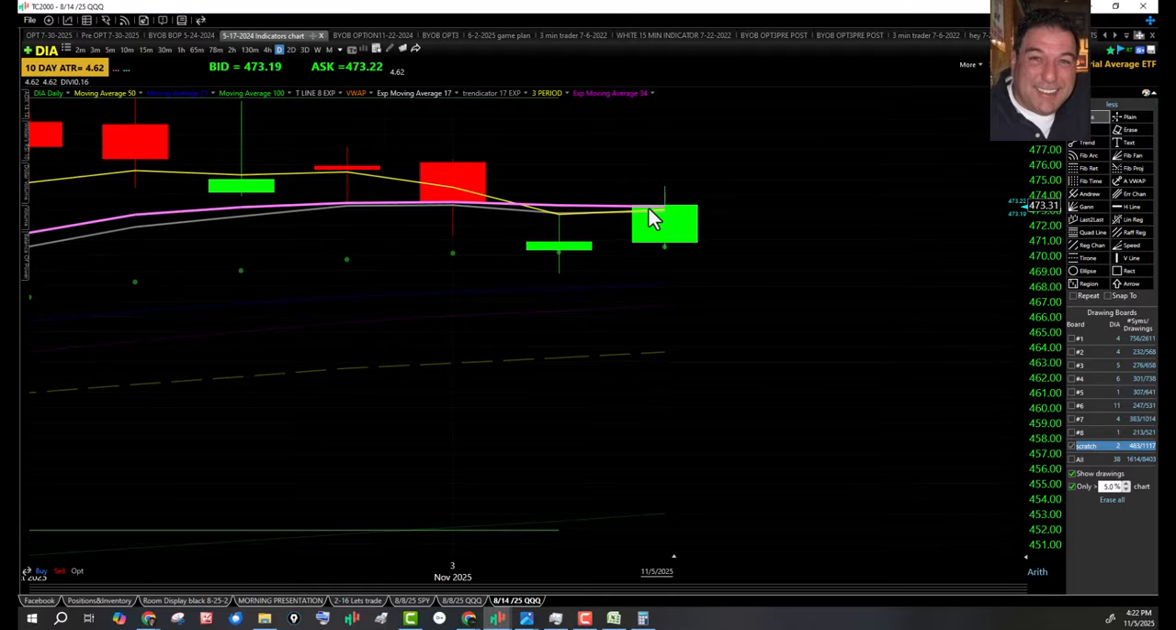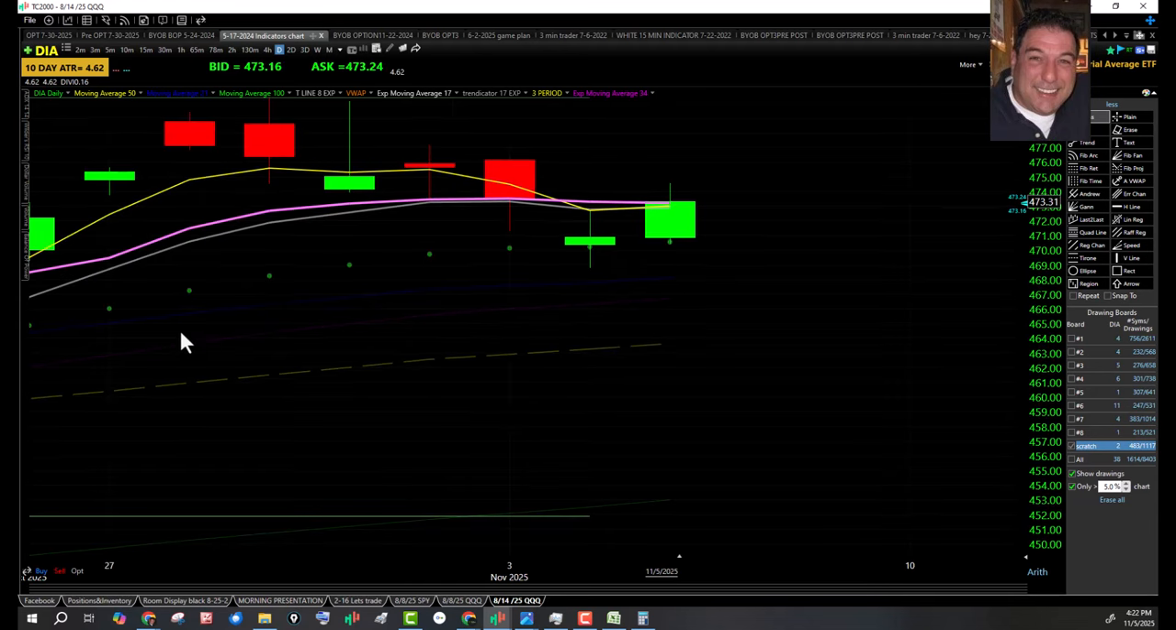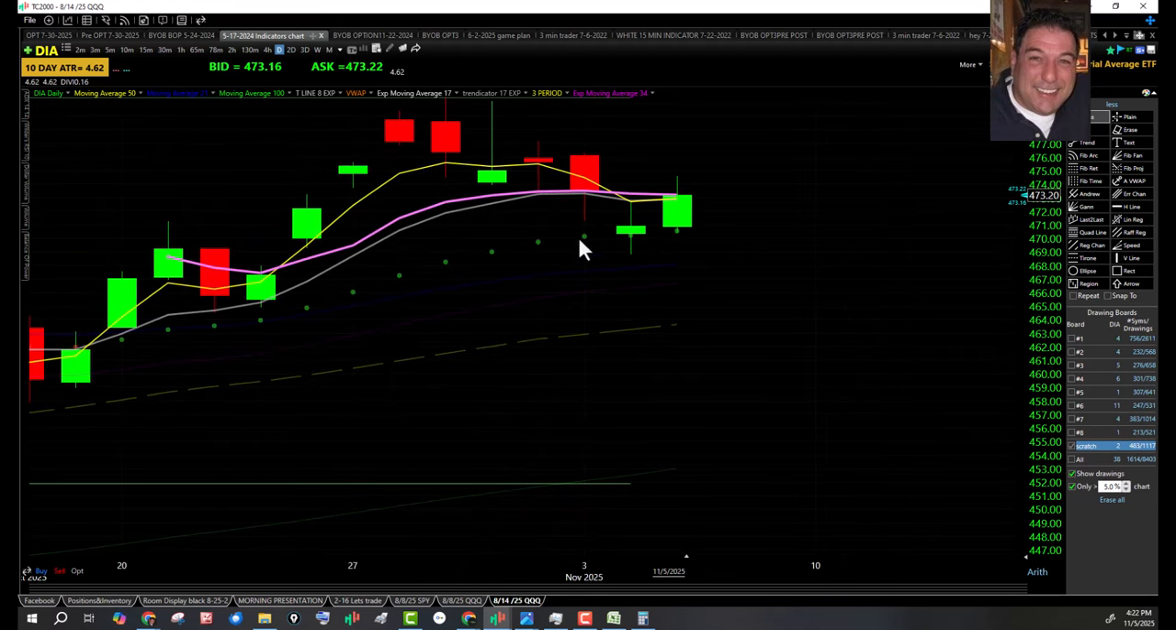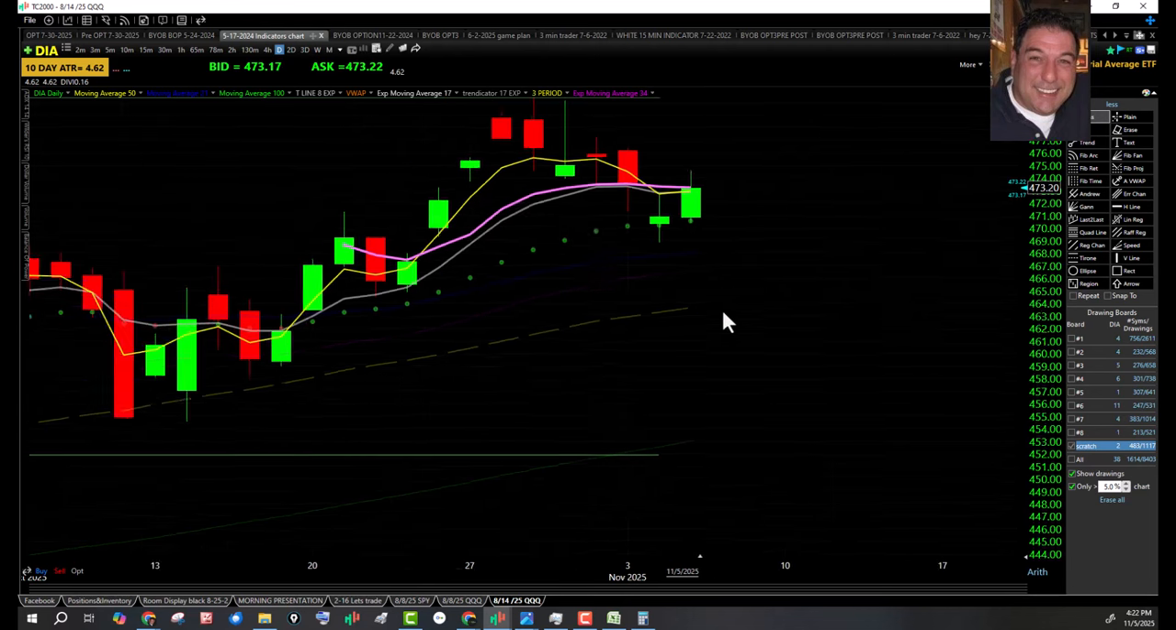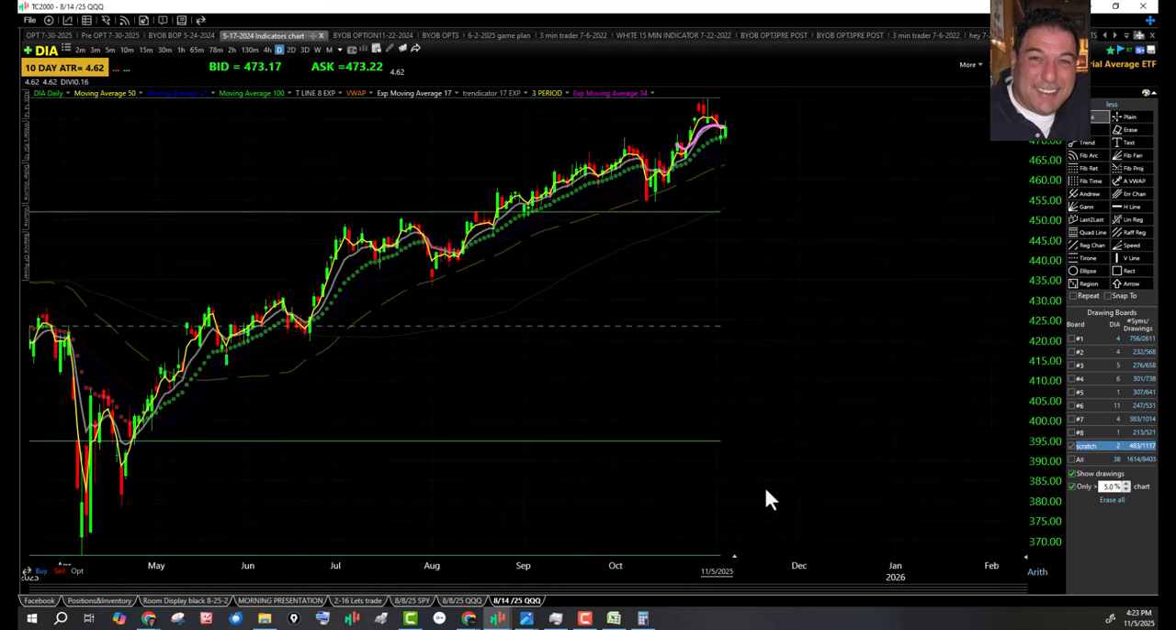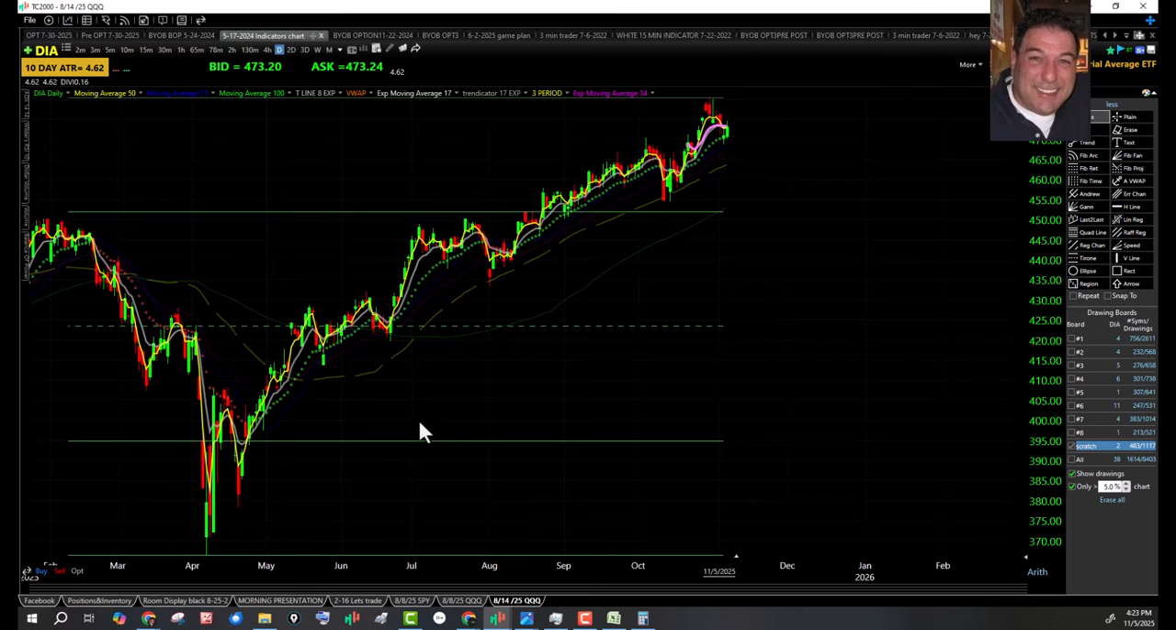Okay, so we closed over the bullish trap or the bullish cross. All right, and over the rising 17 EMA. And when it comes to quadrants, we're up here top of quadrant 1 and still in an uptrend on Diamond Dow.